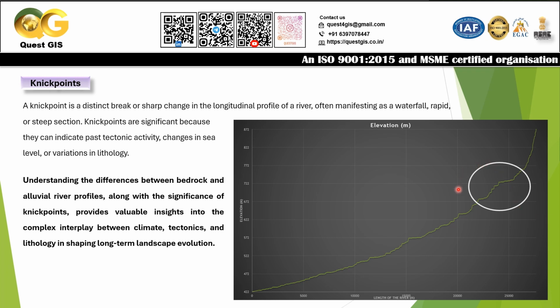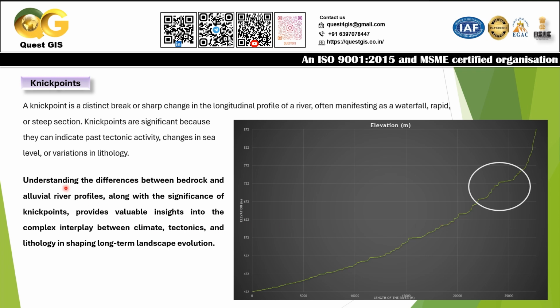If you see this part of the river, you will find so many nick points, so many sudden, distinct breaks or sharp changes in the longitudinal river profile. There are so many along this river profile, and when you analyze your data, at that time you can check what could be the reason.